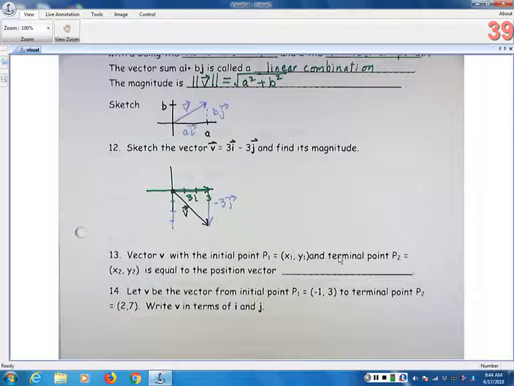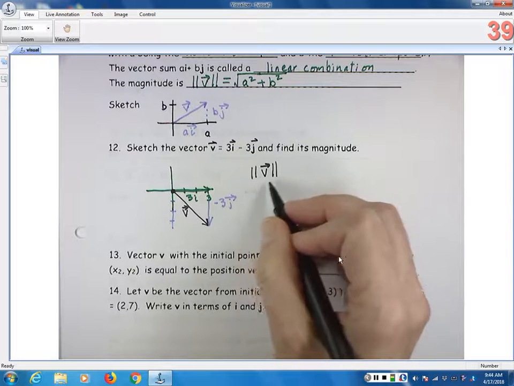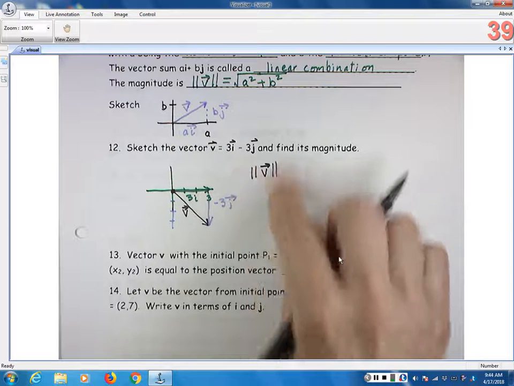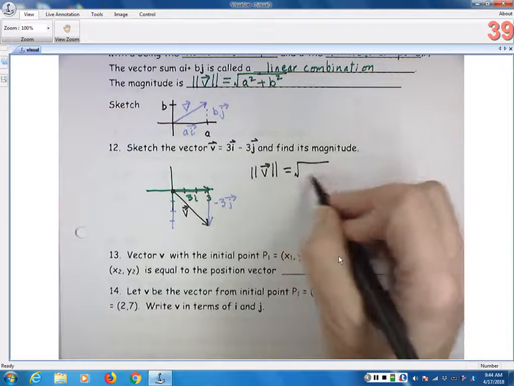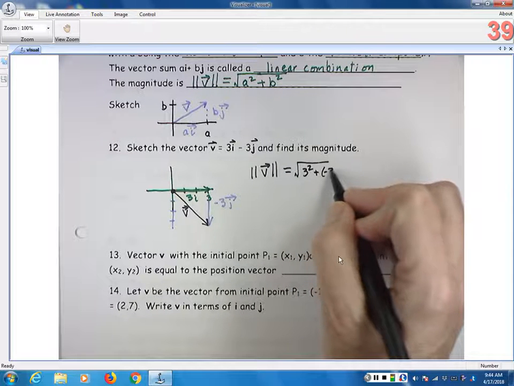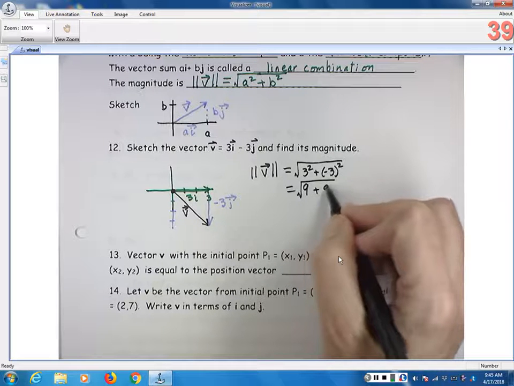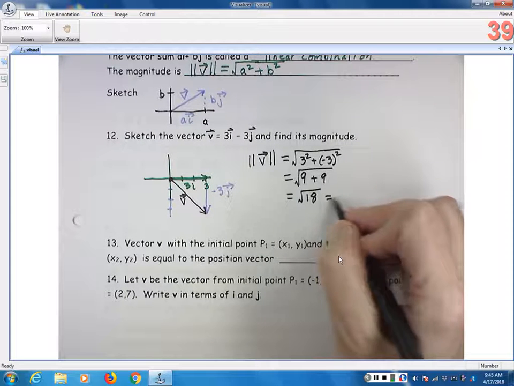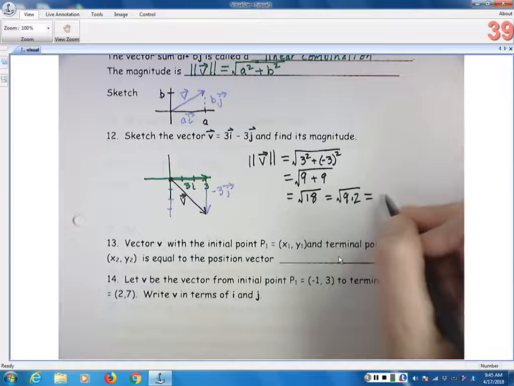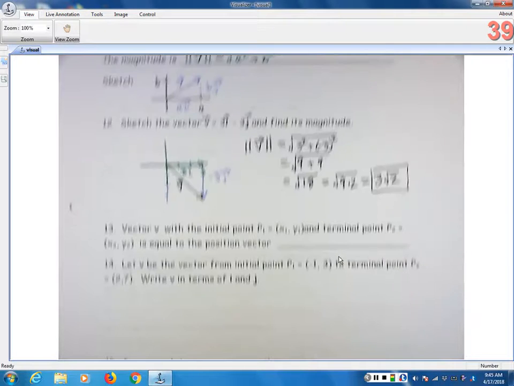Okay, and then we need to find its magnitude. The symbol for that, two straight lines, means the magnitude of a vector, and it is the square root of a squared plus b squared. 3 squared plus negative 3 squared, that's 9 plus 9, the square root of 18. And of course you have to reduce that. That's the square root of 9 times 2, which is 3 square root of 2. So that's the magnitude.